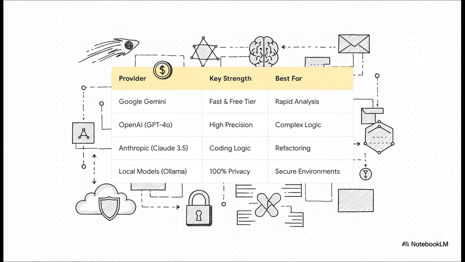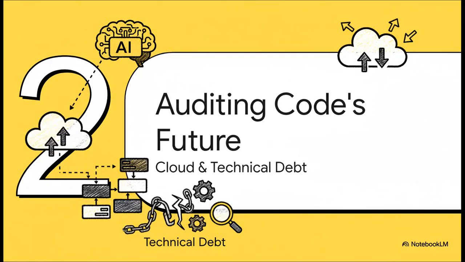And this is the kicker. If you're in a high-security environment, you can even hook it up to local models through Llama for total privacy. Okay, so you've plugged in your AI of choice. What can you actually do with it? Let's get into its auditing features, which are really all about checking the future health of your codebase.